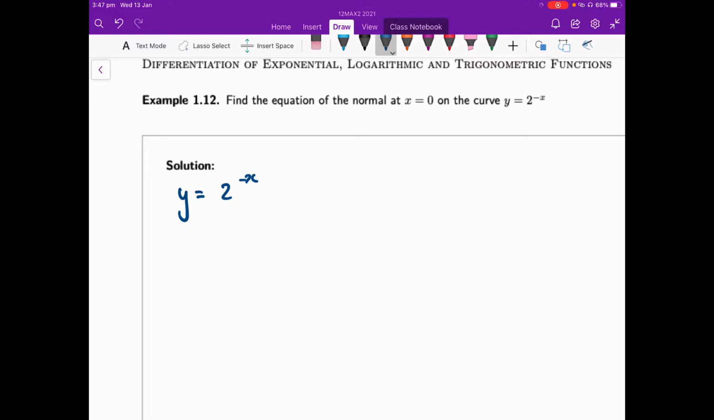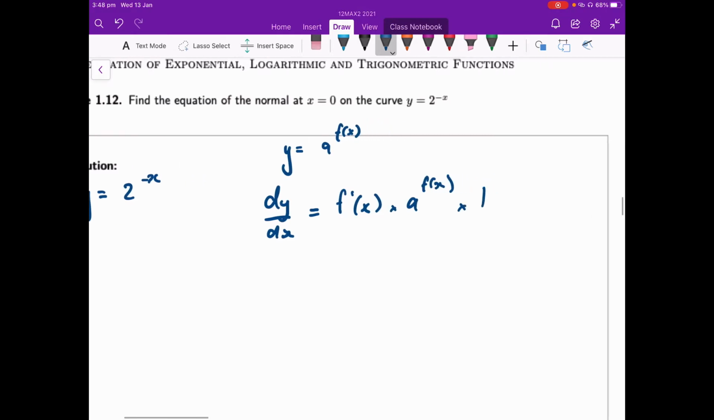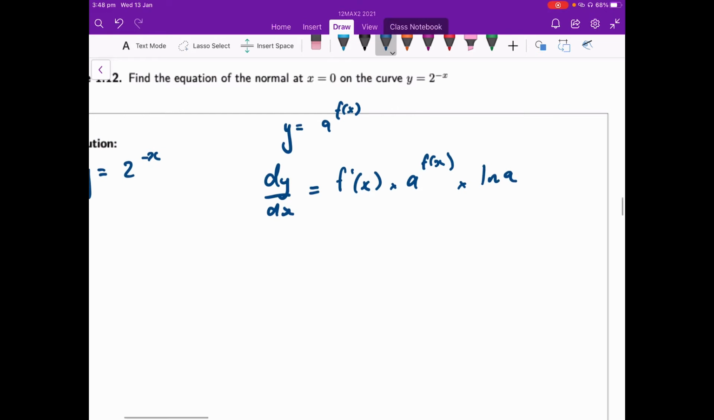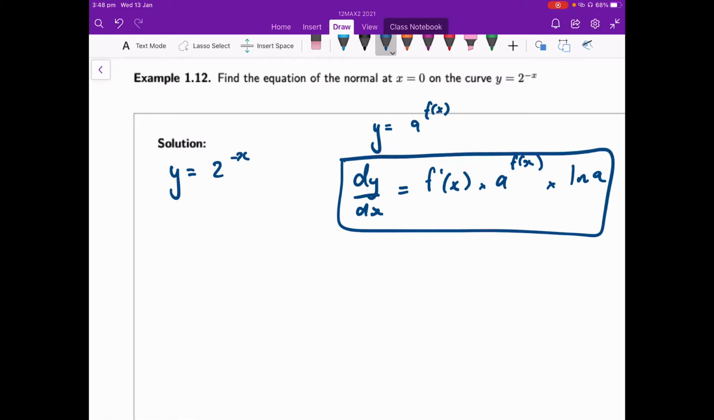Now, to differentiate this, I'm going to use the rule that if I had y equal to a to the function of x, then the derivative is the derivative of the power, f dash of x, multiplied by the original function, and then multiplied by log to the base e of whatever the constant base is. So to differentiate, use this rule with the example given.